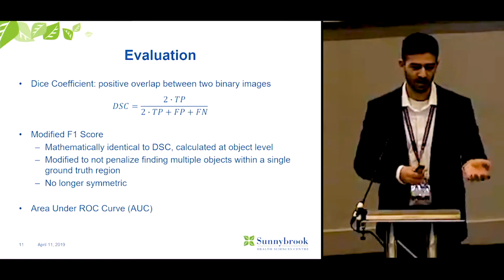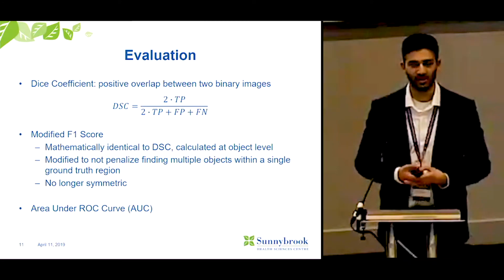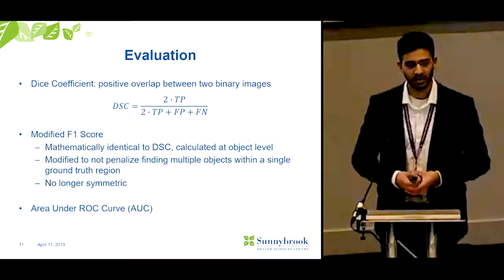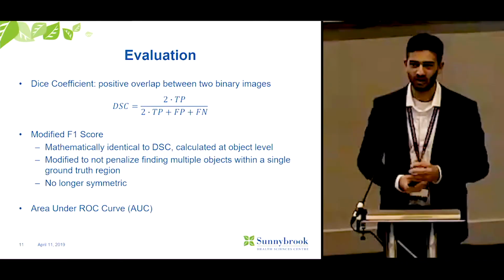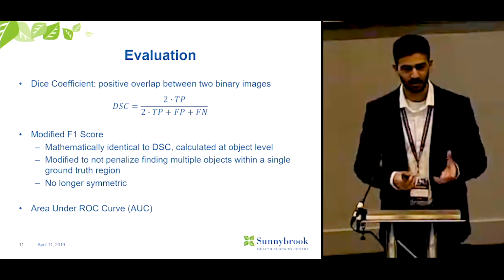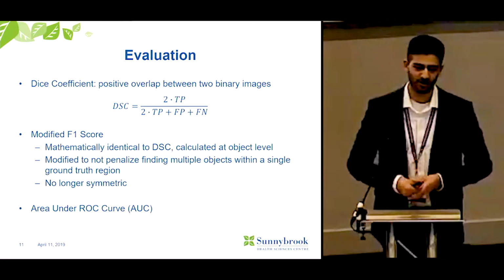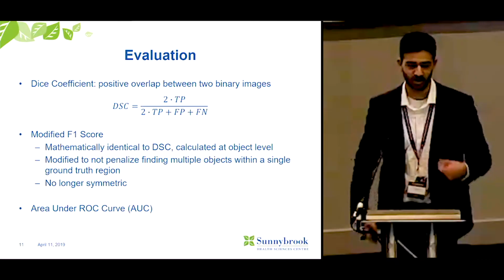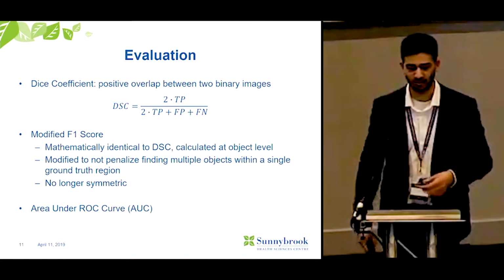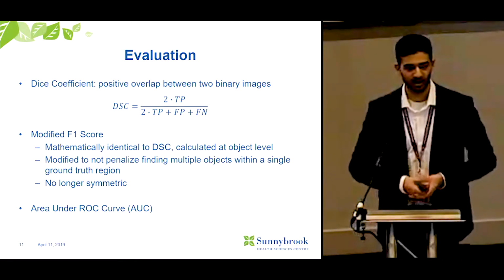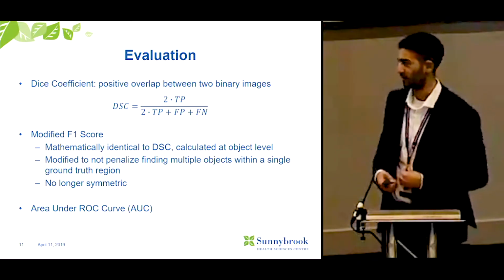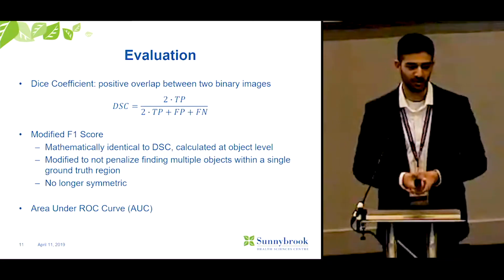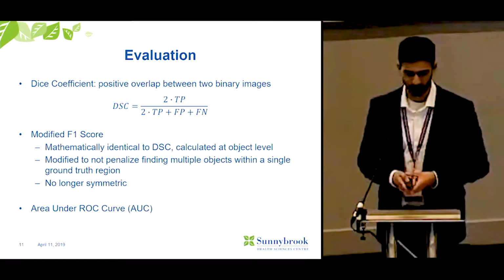We also use a modified F1 score. Mathematically, the F1 score is identical to the dice coefficient. However, we calculated it at the object level, or duct level. And so when our ground truths often group large numbers of ducts into one region, whereas the networks often identify those ducts individually, we've modified the F1 score so as to not penalize finding multiple objects within a single ground truth region, because we still want those regions to be counted correctly. The downside to this is that the F1 score is no longer symmetric. So flipping the ground truth and test images would give you a different result. And we also use the AUC, or area under the ROC curve.